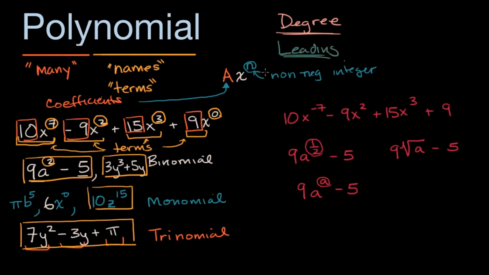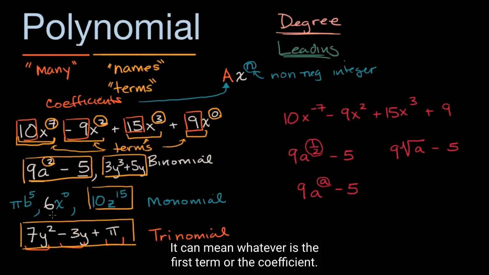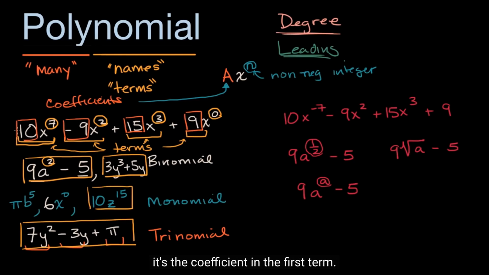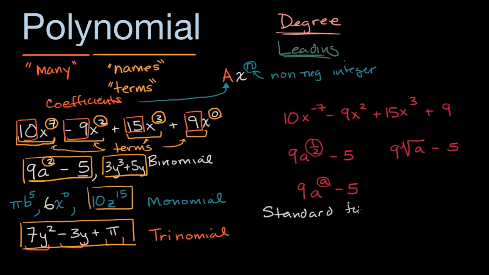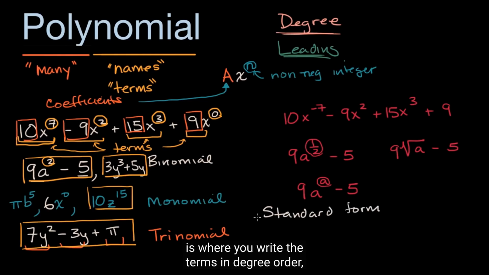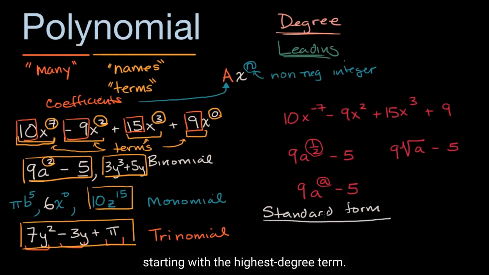Well, it can mean whatever is the first term or the coefficient. If you're saying leading term, it's the first term. And if you're saying leading coefficient, it's the coefficient in the first term. But it's oftentimes associated with a polynomial being written in standard form. So standard form is where you write the terms in degree order, starting with the highest degree term.